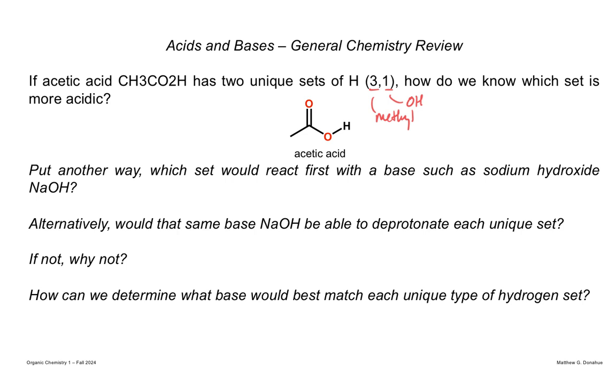So if we were treating with sodium hydroxide as a base, so Na plus OH minus, what unique set will react first? And then how do we determine that? So this is the most acidic hydrogen, so that will be abstracted.